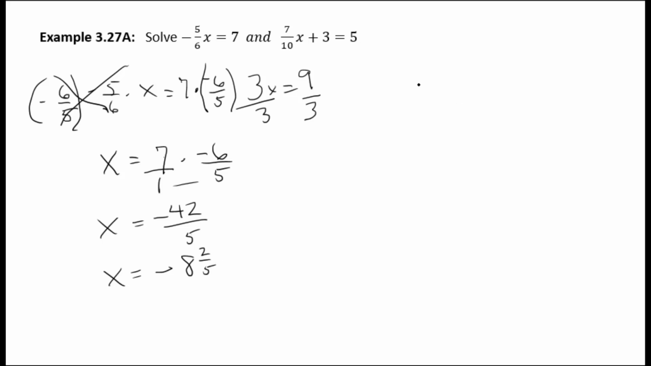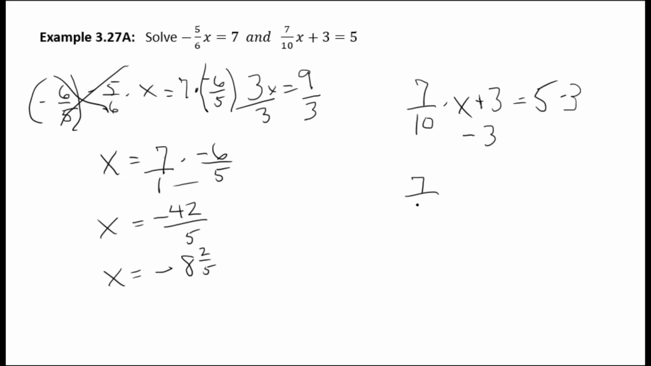Okay, so now let's try this one. 7/10 times x plus 3 equals 5. Now, I could multiply by 7/10, but then I'd have to multiply this by 7/10 and this by 7/10. And that's going to be too much work. So the easiest thing to do is to get rid of the 3 first by subtracting 3 from both sides.